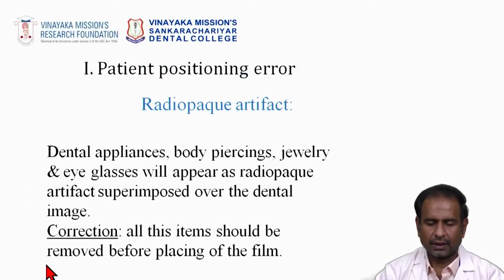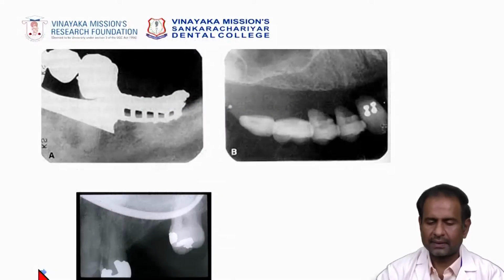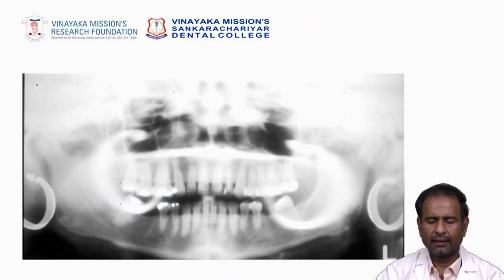First, patient positioning error. The radiopaque artifacts: dental appliances, filling materials and eyeglasses will appear as radiopaque artifacts superimposed over the dental image. How do we correct this type of error? All these items should be removed before placing the film. A removable partial denture, body piercing or earrings should be removed before taking the radiogram. Examples are the removable partial denture, brackets and filling material. In this picture there is an earring superimposed, which interferes with our diagnosis, so we should remove the earrings before we take the radiograph.